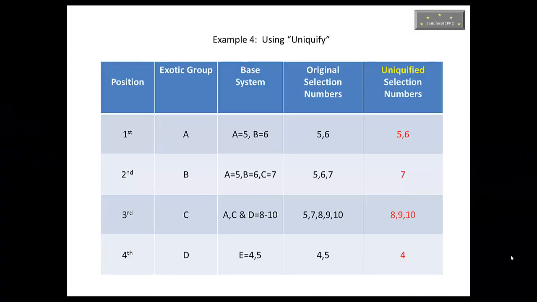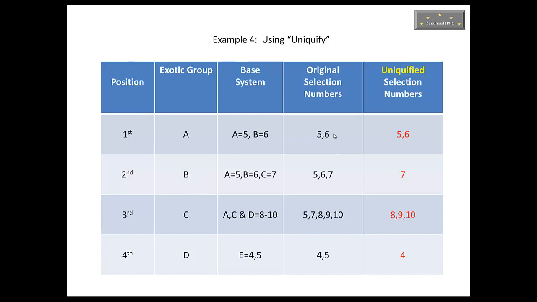Welcome back to our next exotics example, and we'll be extending the earlier example, example 3, and this time illustrating the Uniquify function that's built into the exotic rules setup screen. What this does is ensure that subsequent exotic groups, working down from A to D, never contain a selection that's contained in a previous group.